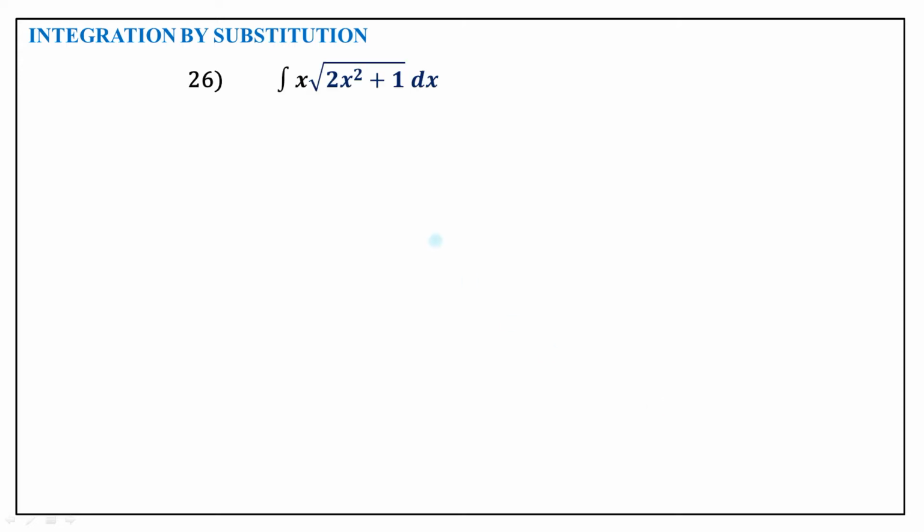Now let's see some more problems here. So we have the integration of x into root of 2x square plus 1. As I said, there are two things you have to keep in mind when we solve problems on integration by substitution. First thing, locating the function and derivative. The function can be anywhere, but we always get the derivative into dx. Second thing is identifying a function of a function.